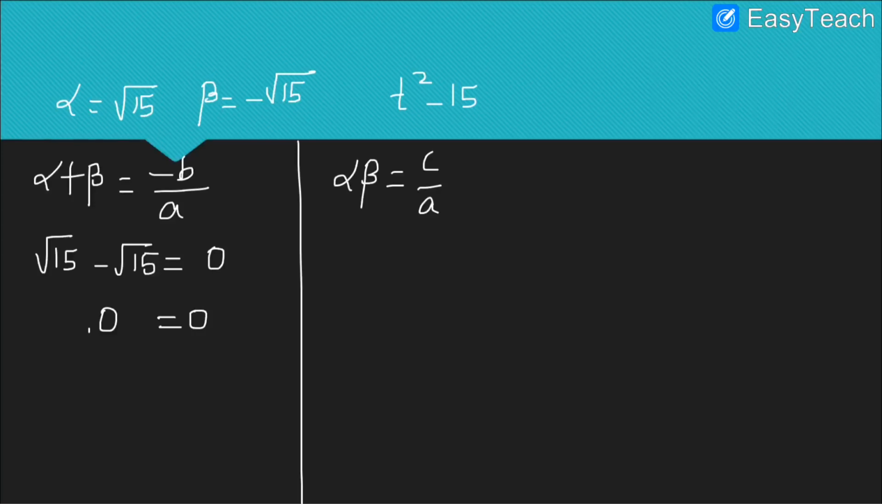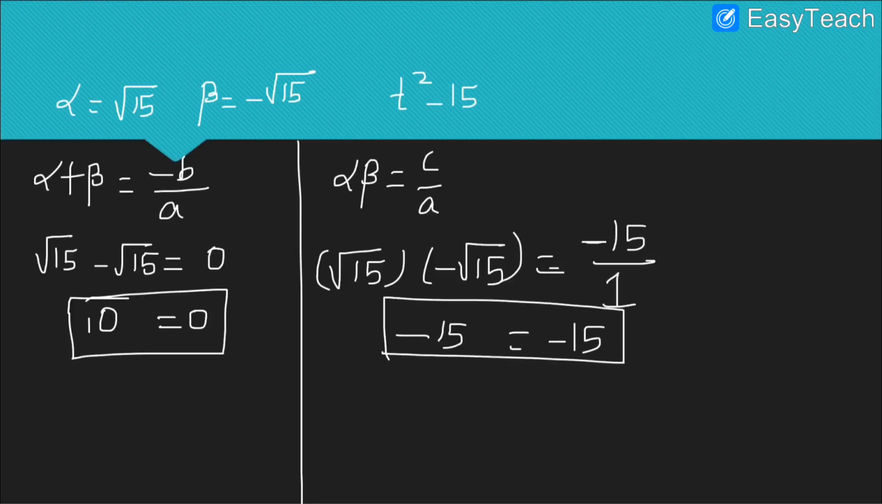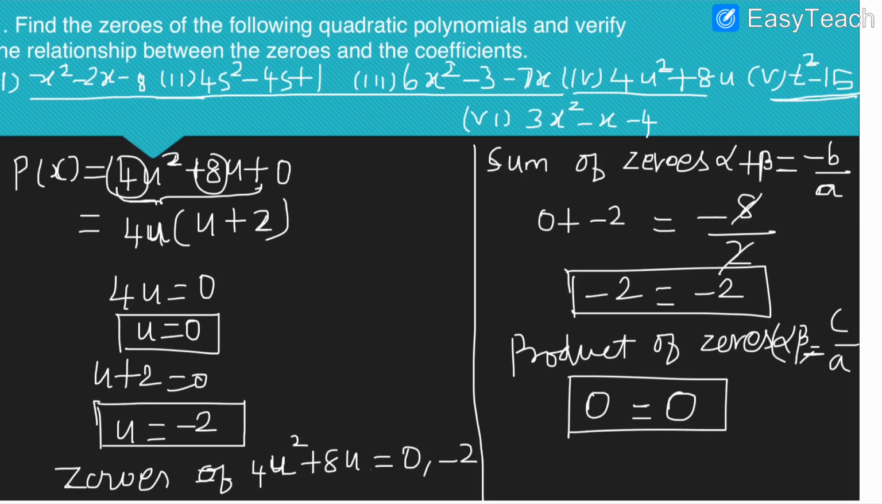Here the sum of the zeros is 0 on both sides, since we don't have any coefficient of t, so b is 0. In the next step, the product of zeros alpha beta equals c by a. I substitute the values for alpha and beta, and on the other side for c and a. Here I have the same value on both sides. Hence we verify the relationship. Let's move on to the last question.